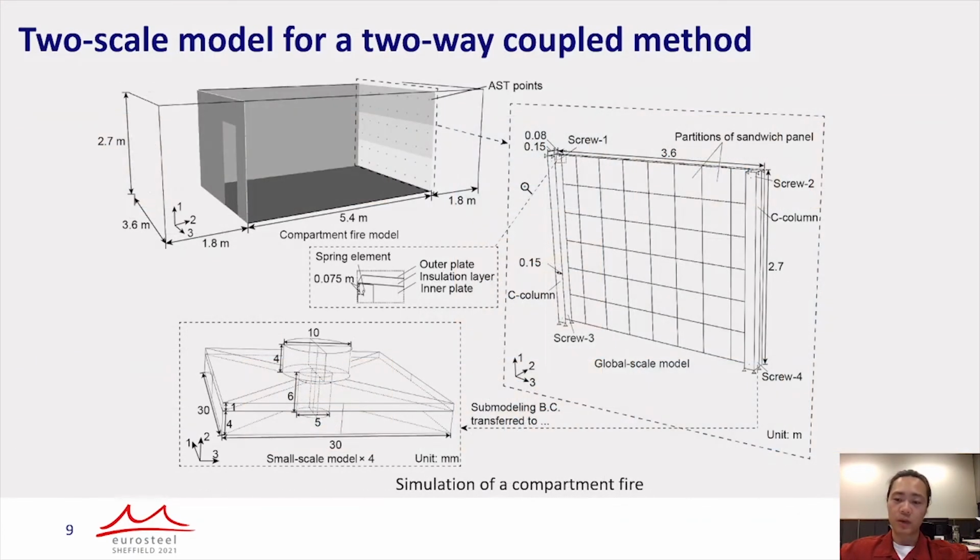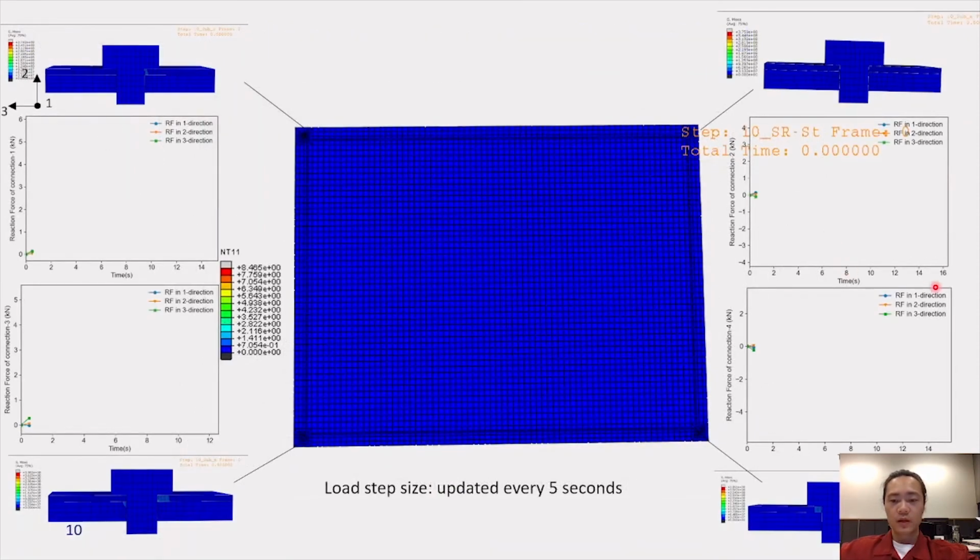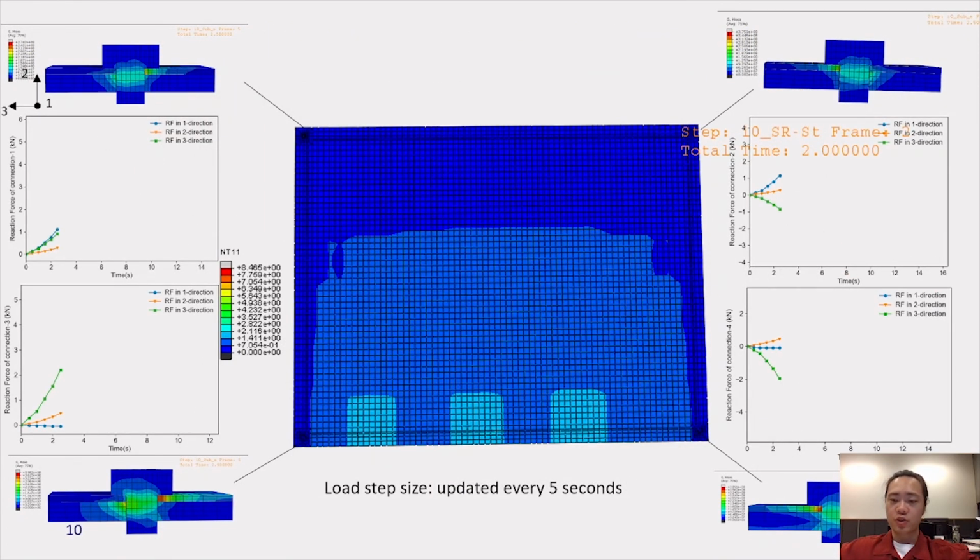Here I show a compartment fire simulation by using the two-scale model. In this compartment, the facade is using a sandwich panel which is connected with two steel columns and four screw connections, and the failure of components will be checked every 5 seconds. The coupled simulation is shown here.